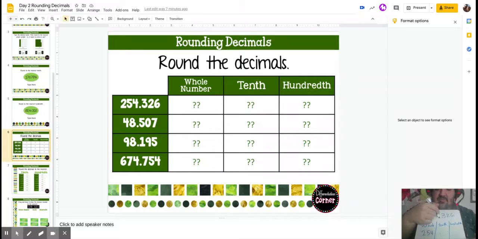All right, and then keep my decimal point here. So now we're going to round to the nearest tenth. So I'm going to underline the tenth place.